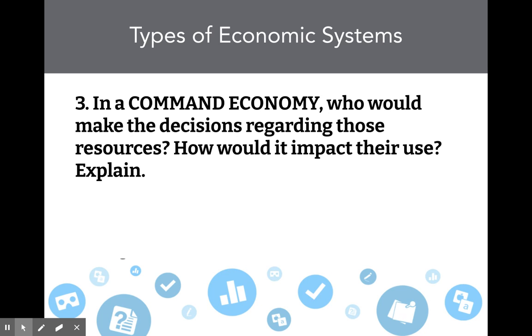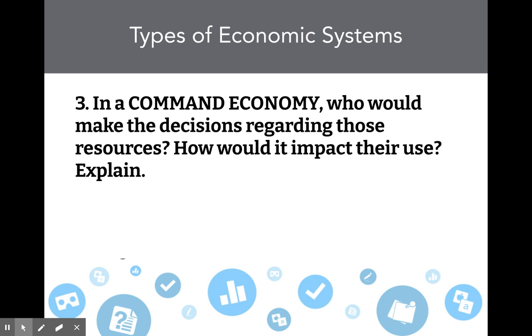So those resources that you type that you're going to need for your business, in a command economy, who would make those decisions? And how would that impact the use of those resources? So stop the video and think about what a command economy is and who is going to make those decisions and how would it affect or impact the use of the people and the resources. Okay, so stop the video, answer the question, and then come back to me, please.